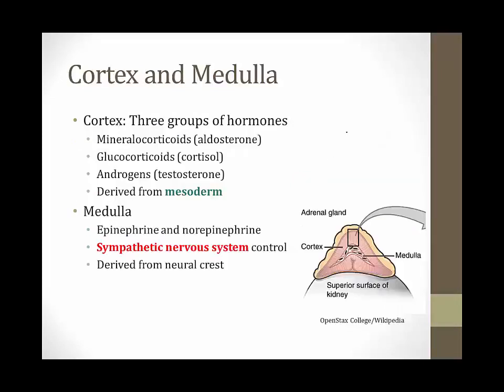If you were to cut the adrenal gland in half, you would see something like what is shown on the screen. You would see an outer capsule, and within that there would be two clearly distinct layers. The outer layer is called the cortex, and the inner layer is called the medulla. And as you will see, they serve very different purposes.